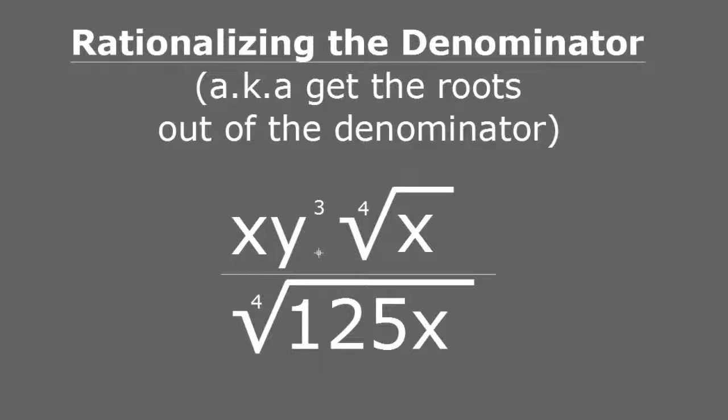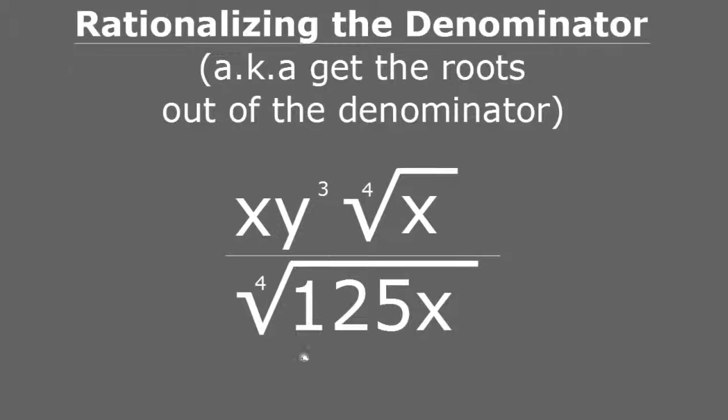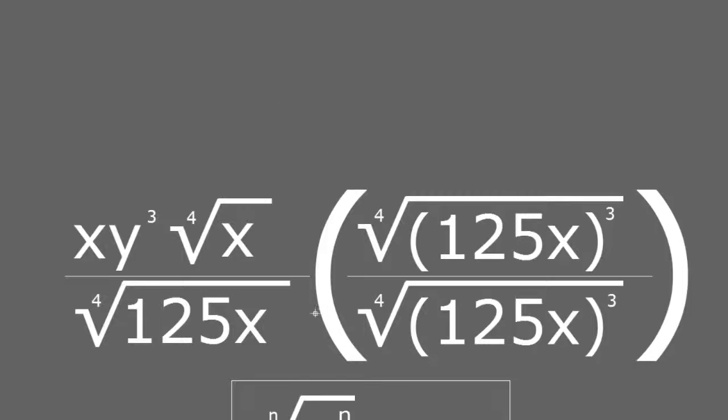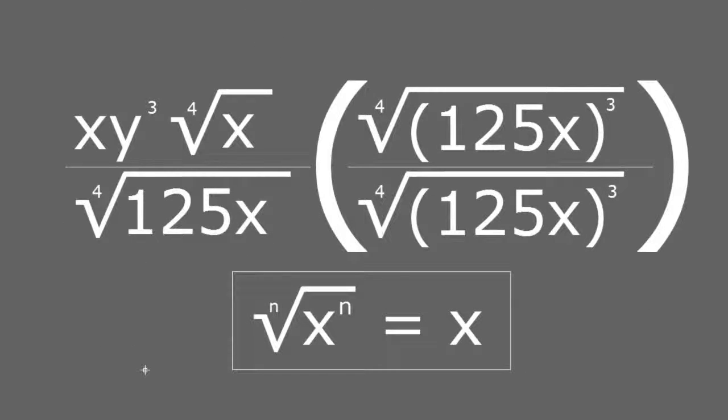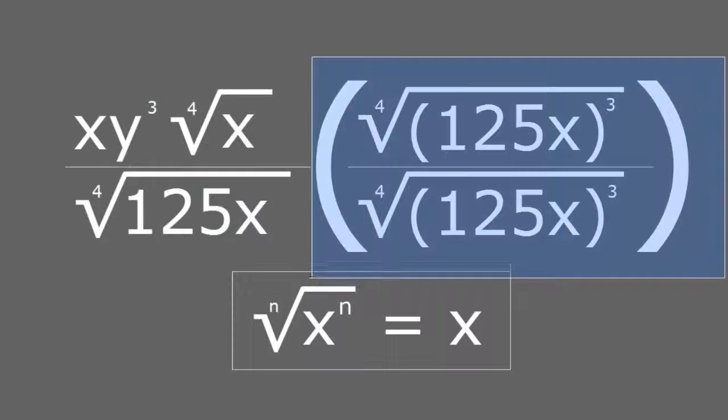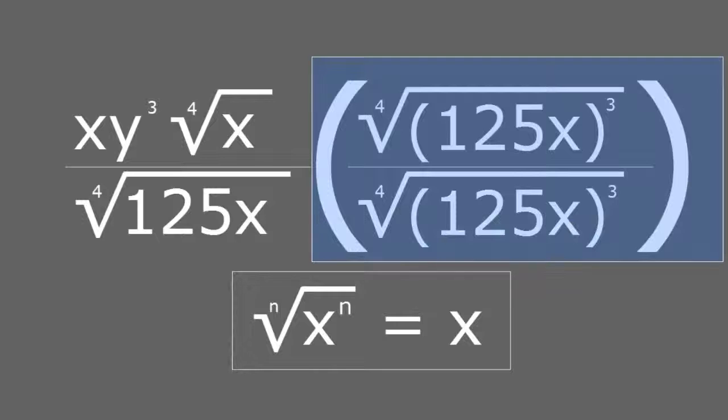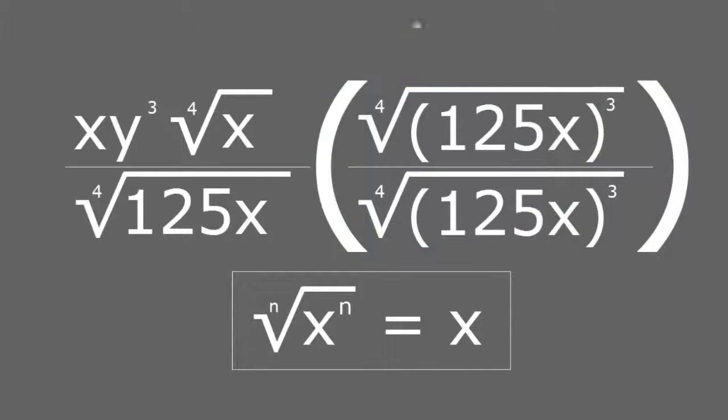We have x multiplied by y cubed, also multiplied by the fourth root of x, and all of that divided by the fourth root of 125x. So, to get the root out of the denominator, I do something very similar to what I did to get the root out of an expression with a square root on the denominator. I multiply by a new fraction, which has the same thing on the numerator and the denominator, so this is like multiplying by 1. Okay?